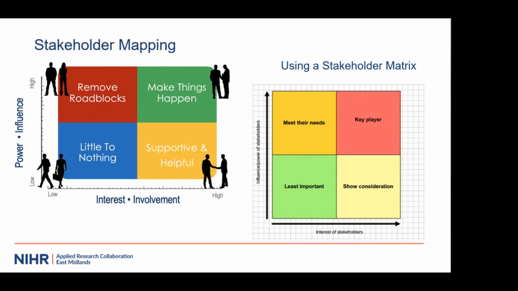A common way to plot stakeholders is by power or influence on the y-axis and interest in the innovation on the x-axis. In these examples, we'd probably want to work most closely with those plotted in the top right-hand boxes, as they will have the highest interest in the change taking place and the influence to make it happen.